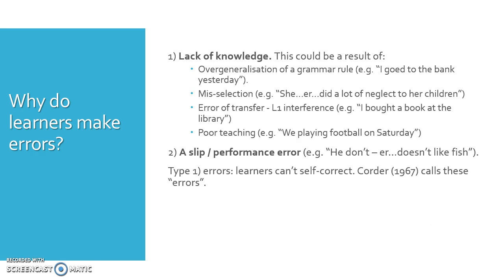So type 1 errors are errors that learners can't self-correct. Corder calls these errors and distinguishes them from type 2 errors, which learners can self-correct. And he calls the type 2 errors mistakes. Going back to our earlier definition from Brown, I guess it's an open question whether slips reflect the interlanguage competence of the learner. So slightly different takes on what errors are here.